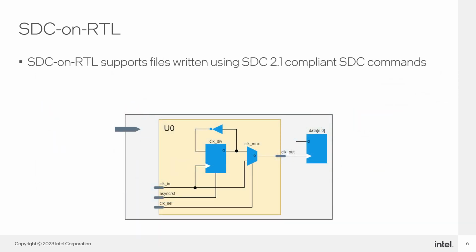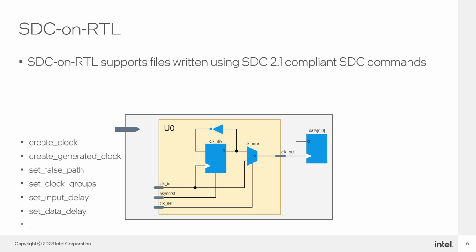SDC-on-RTL grants you the freedom to precisely constrain hierarchical pins using the same names defined in your RTL design. Compliant with SDC 2.1 standards, you can apply constraints to clocks, exceptions, groups, and more. This validation process confirms the presence of these elements within the user design netlist and verifies the correct application of constraints early in the design cycle.